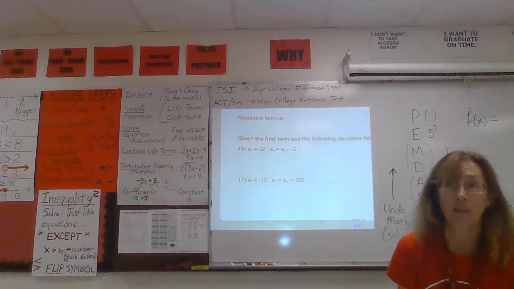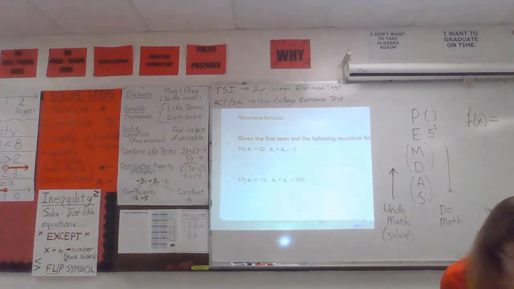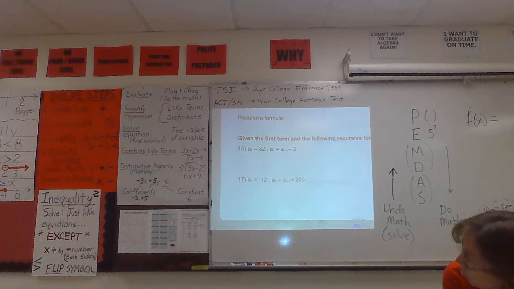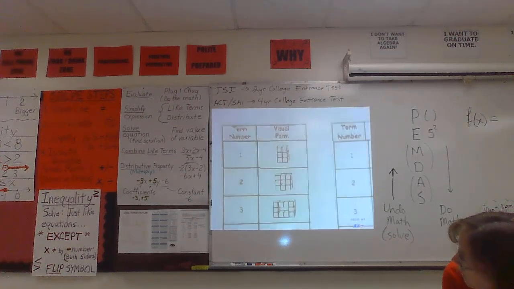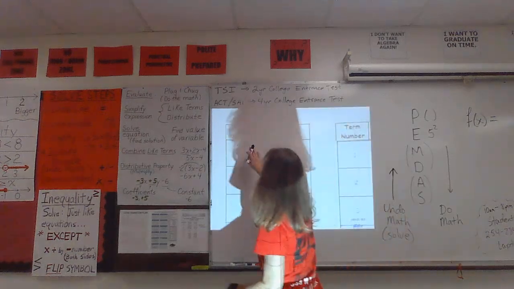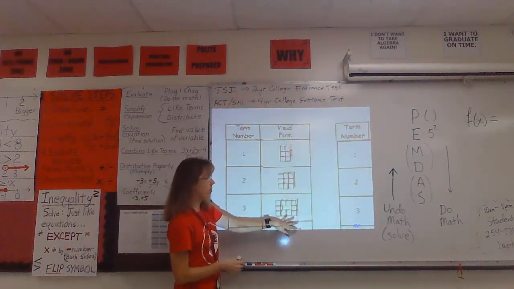And they love to do these on the STAR test, and they love to do them on college entrance exams. So here we go with this one. Visual pattern. Let me move this over. There we go. So we're doing the left-hand side together. This is like first term, second term, third term, fourth term. And this is the pattern over here.